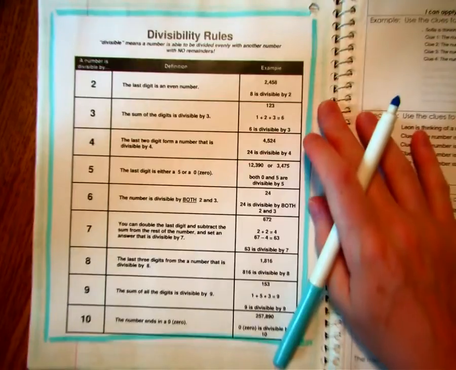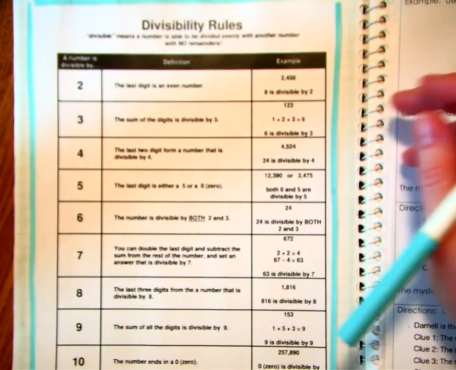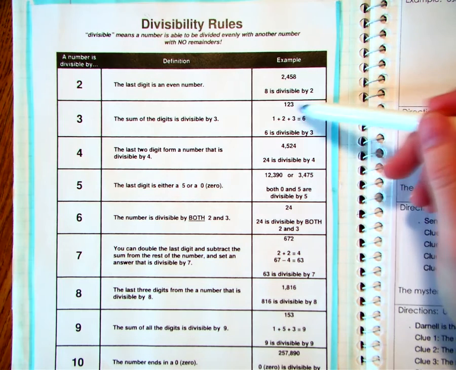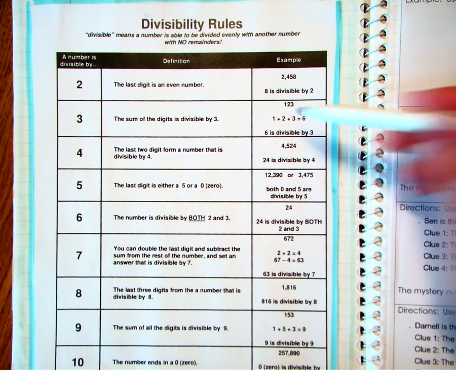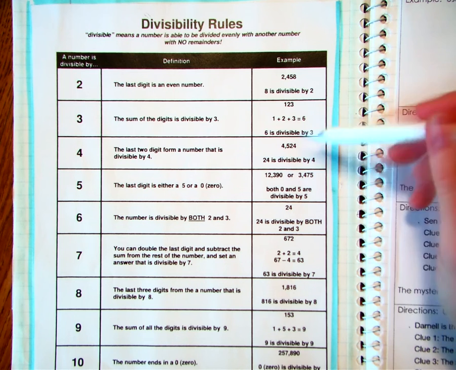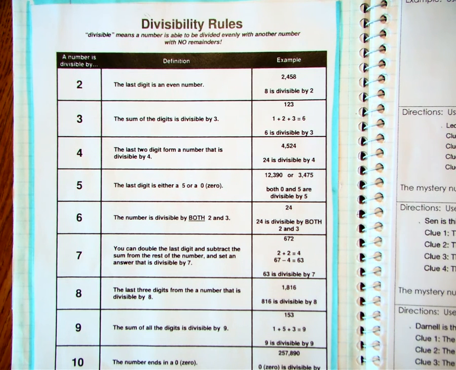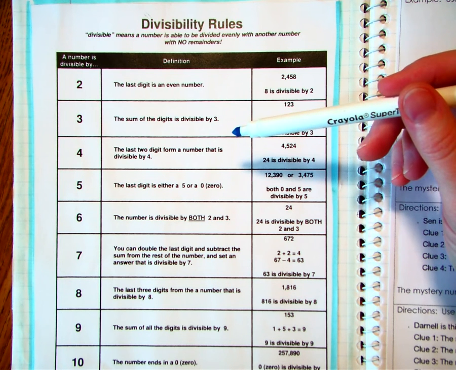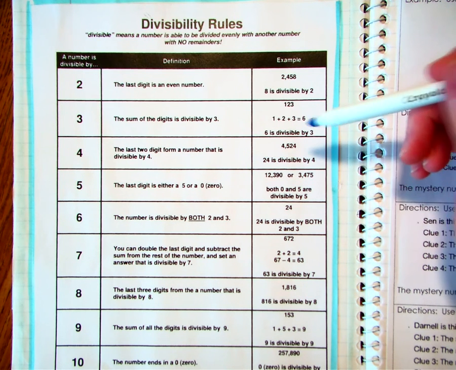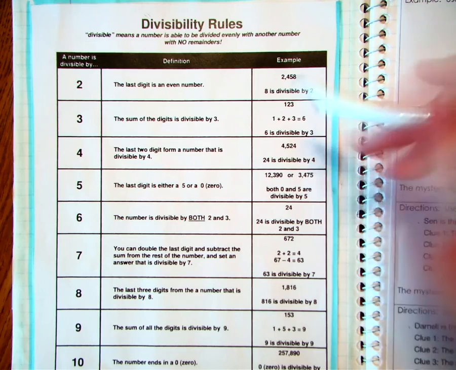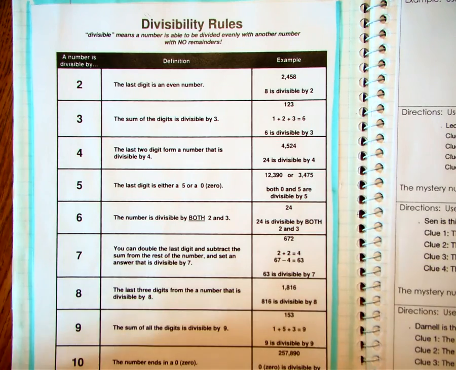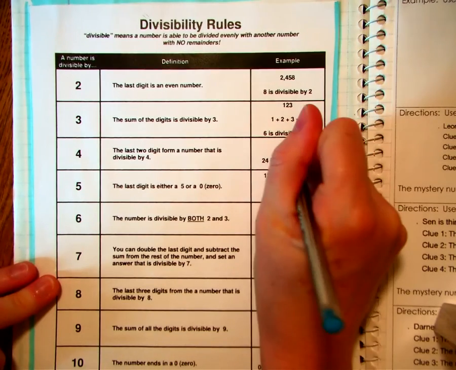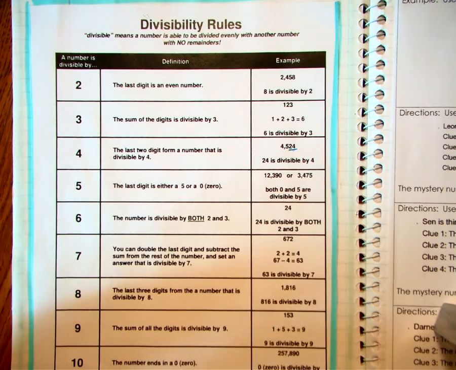3. It's divisible by 3 if the sum of the digits is divisible by 3. This is not really one I use much, but like 1, 2, 3, add them all up: 1 plus 2 plus 3 is 6, and 6 is in fact divisible by 3. Divisible by 4 if the last 2 digits form a number that is divisible by 4. So 24, right there, 24 is divisible by 4.